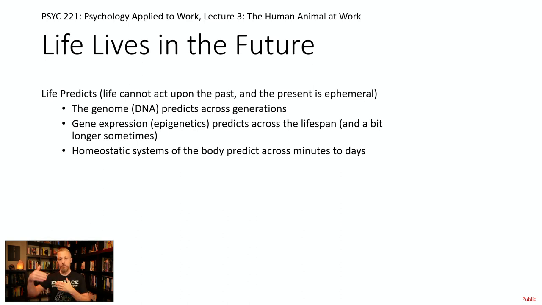And so while DNA is acting on many generations and gene expression is acting on the lifespan of the individual, homeostatic systems are operating on more like minutes to days. It's too late if your thirst management system only kicks in when you're just about to die of thirst. So you tend to get thirsty, you tend to get hungry long before you're in jeopardy. And that's on purpose. But it's a prediction, and it's a prediction at a shorter and shorter time scale. And that's what we're doing here. We're getting shorter and shorter time scale, and this is a way of looking at life.